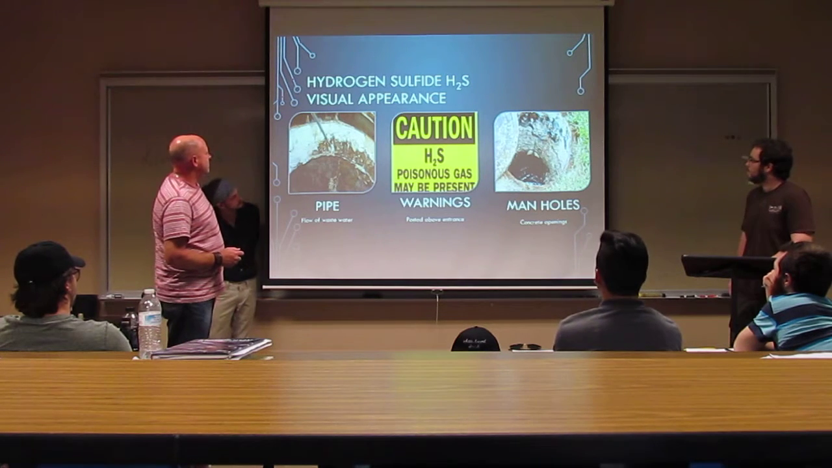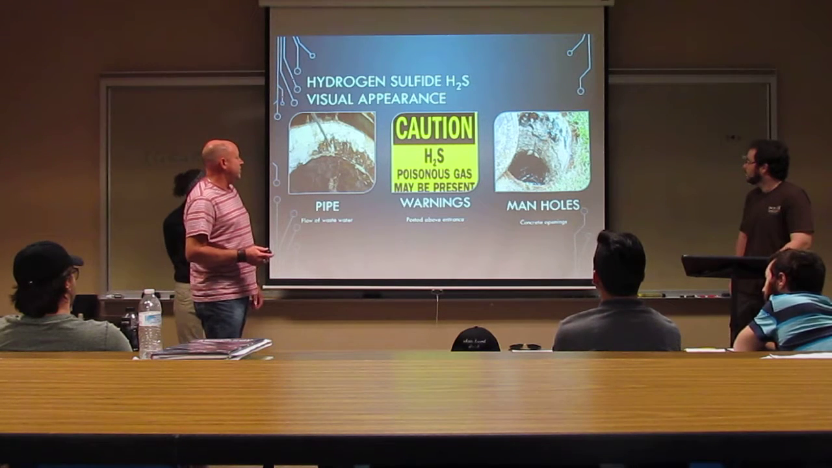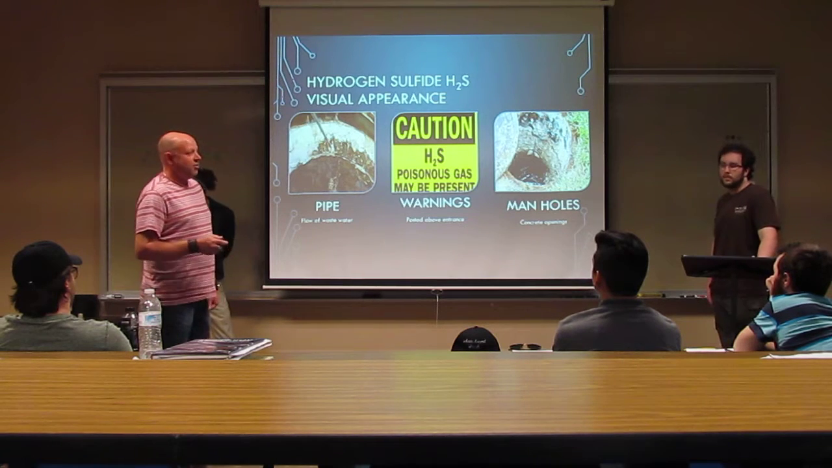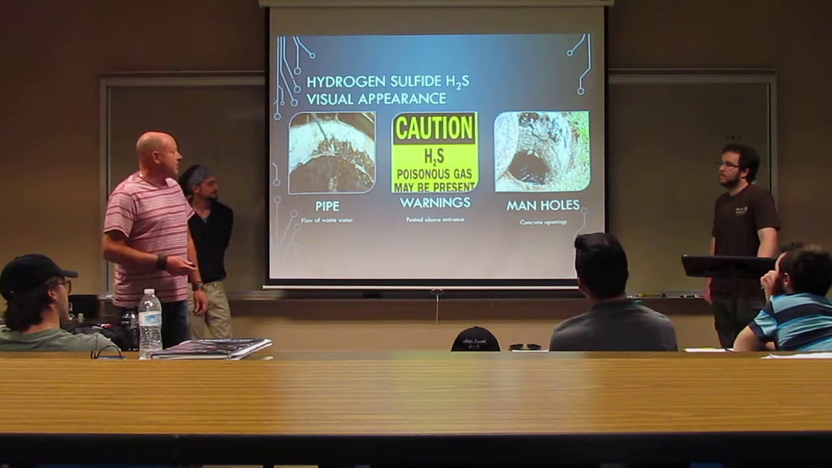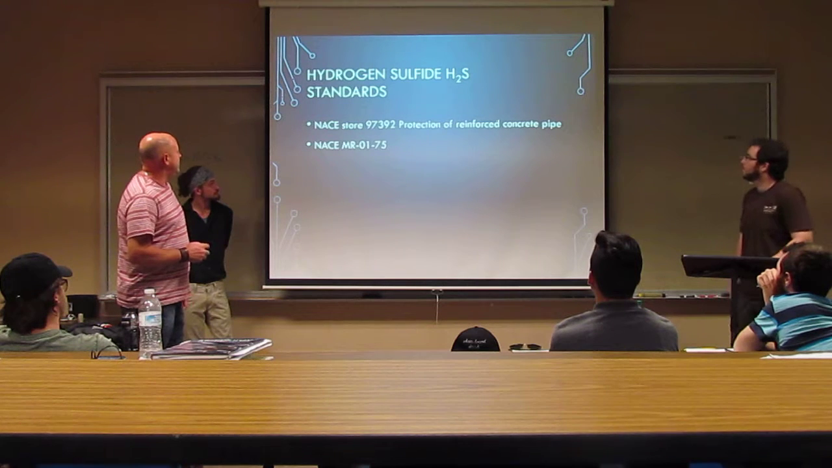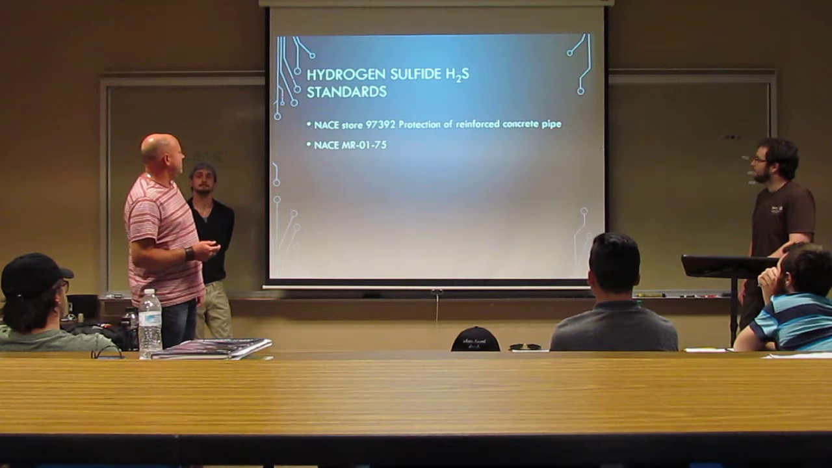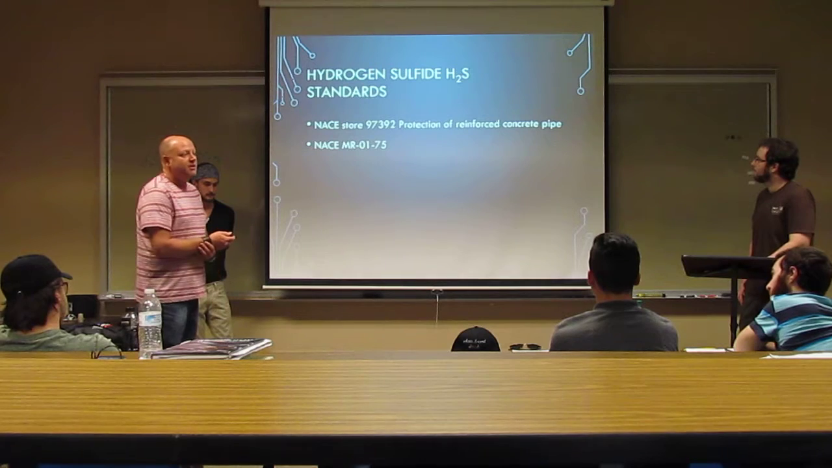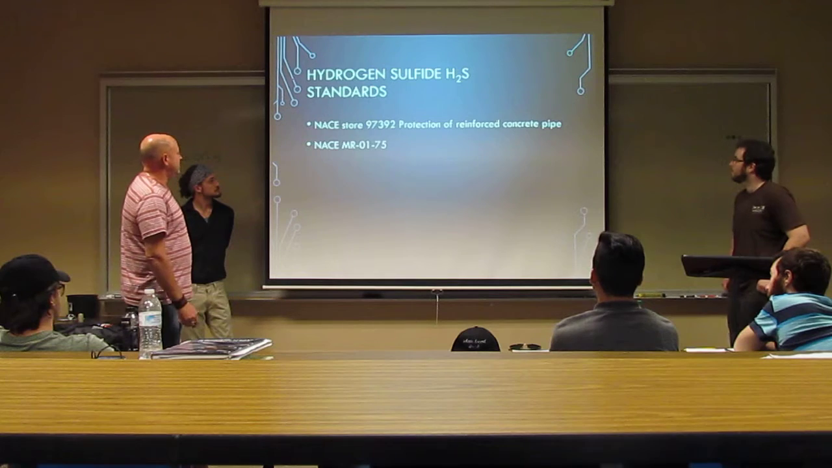Some more visual appearances of it. A lot of times in plants that I've worked in, they'll put in the H2S gas monitor, and say they're using it in this area and there's particulates or chances of a leak, they'll tell you to stay out of that area. Some of the standards out of the day for that were NACE 97392, which basically relates to a coating you can put around or on the cement to help keep the hydrogen from eating away at the concrete, or NACE MR 0175.